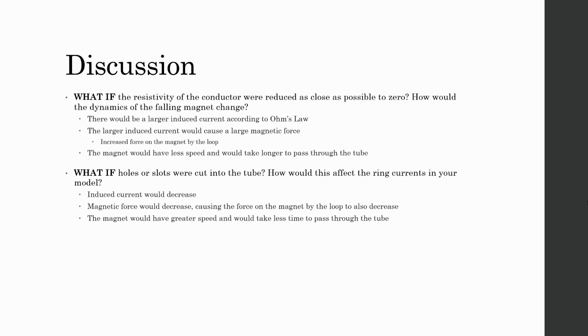If there were holes in the tube, the induced current would decrease. This causes the magnetic force to decrease along with the force on the magnet by the loop. The magnet would then have a greater speed and would require less time to pass through the tube.